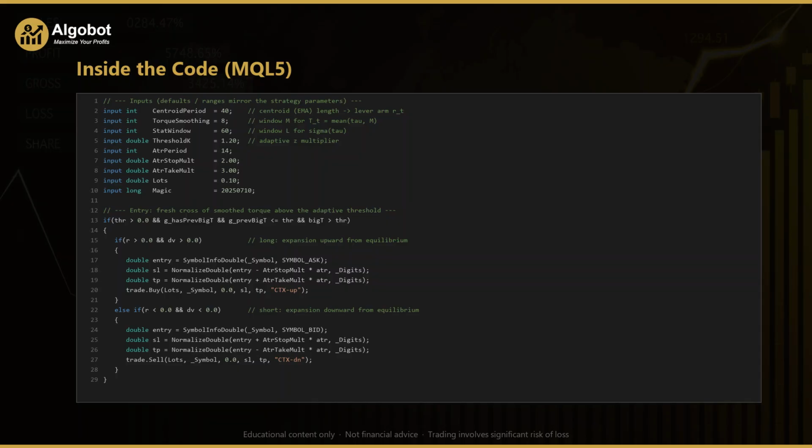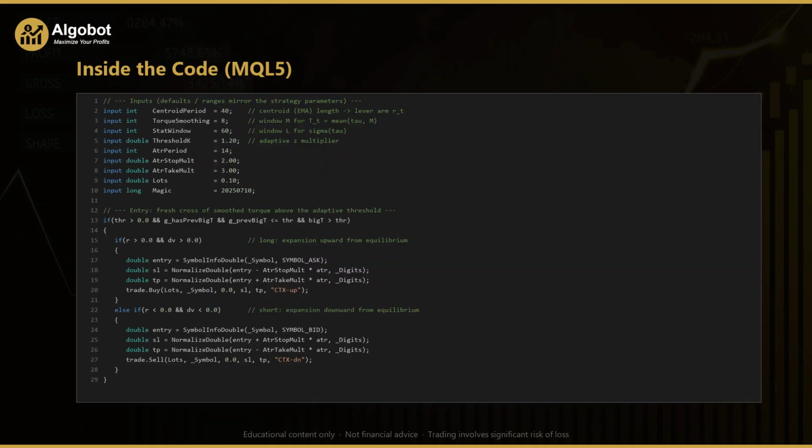In the first branch, if the deviation R is positive and velocity dV is positive, the strategy calls trade.buy. It reads the ask price, sets the stop below entry by the stop multiplier times the range, and sets the target above by the take multiplier times the range.